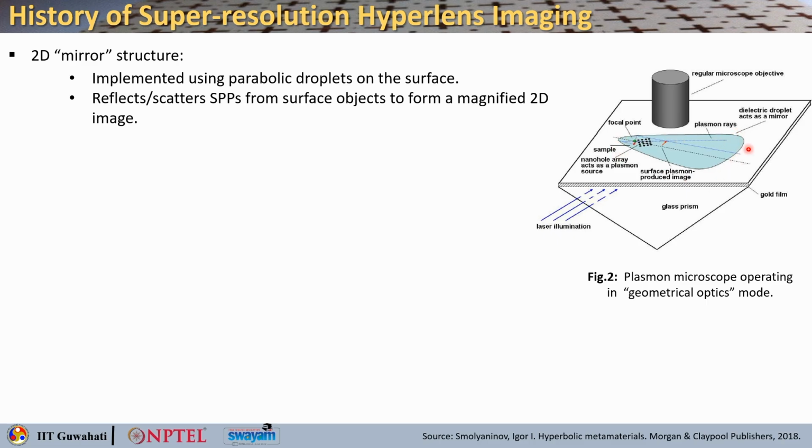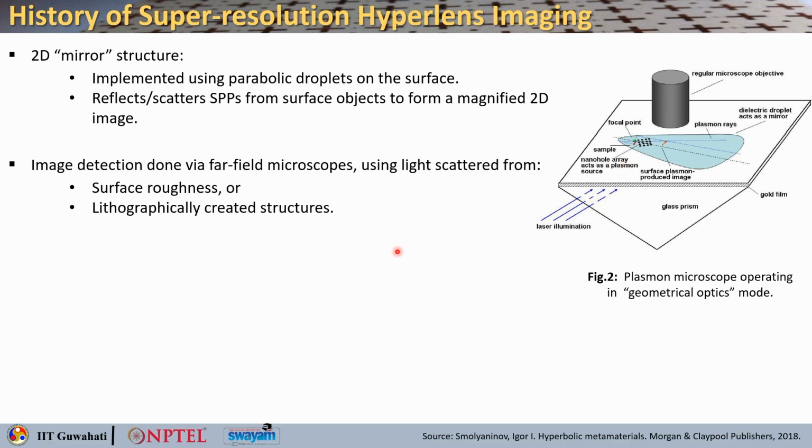this is the dielectric droplet, and from the reflection that is coming from the edges, the plasmons basically form a magnified planar image of the sample. You can see here the image is formed here, and that image is basically seen by this regular microscope objective. The droplet edge can act as an efficient plasmon mirror because of the total internal reflection.